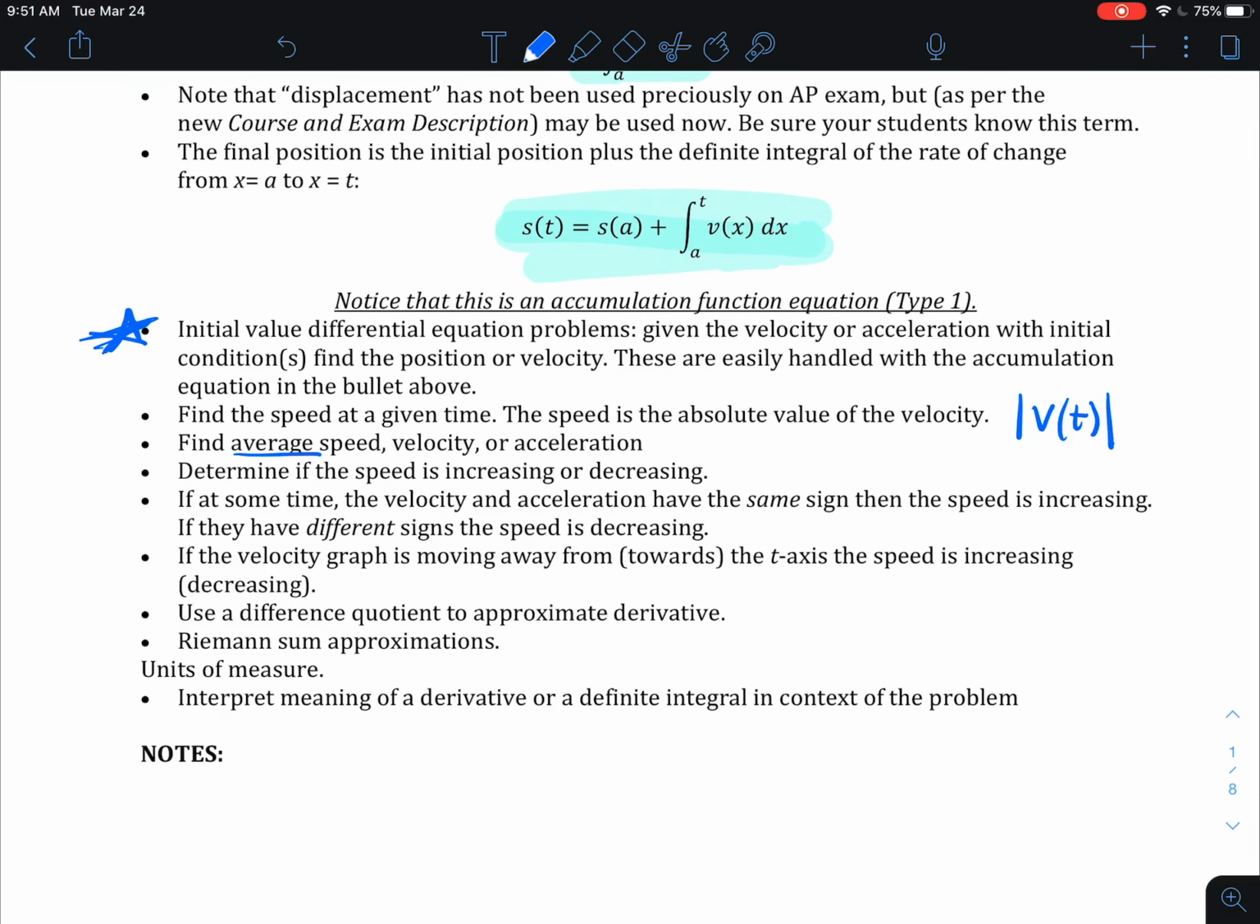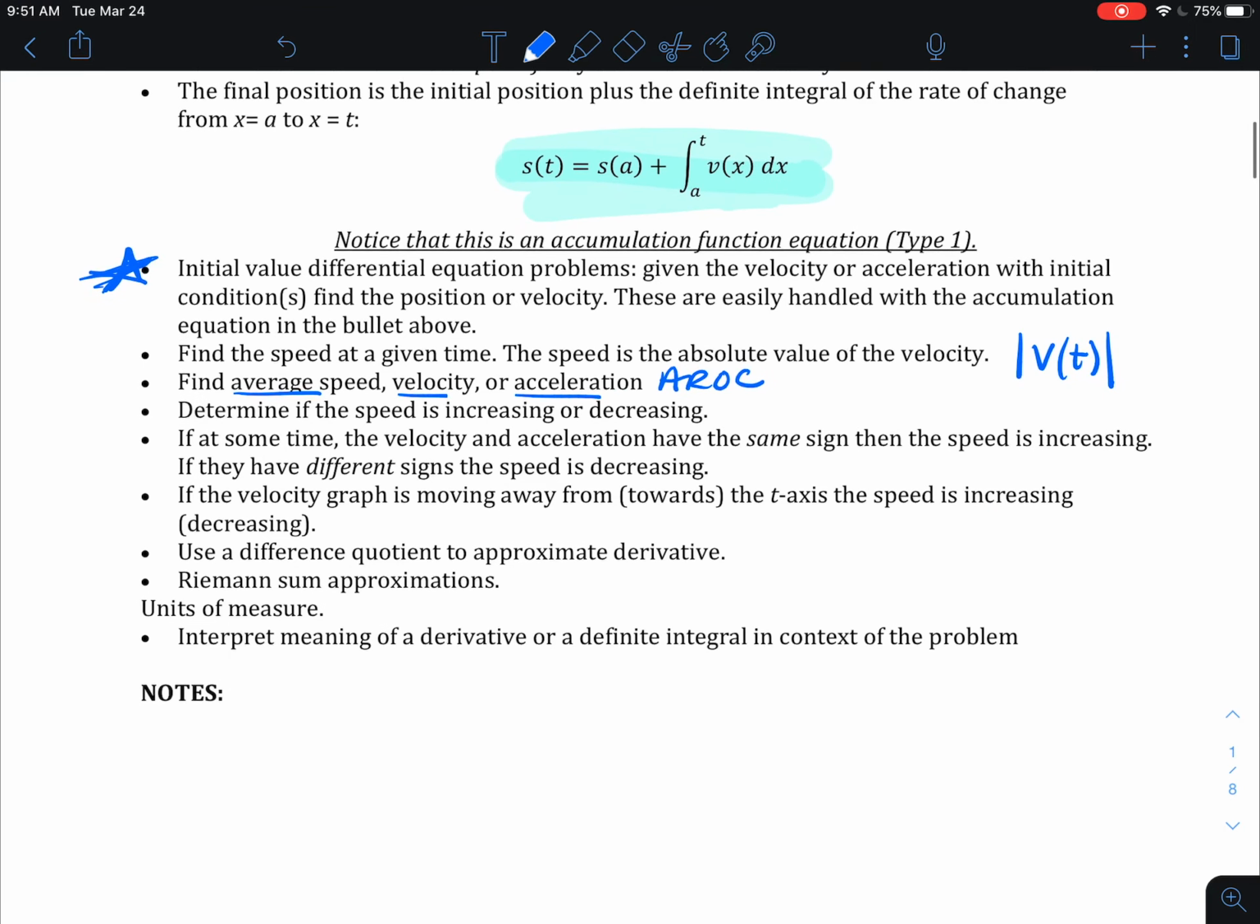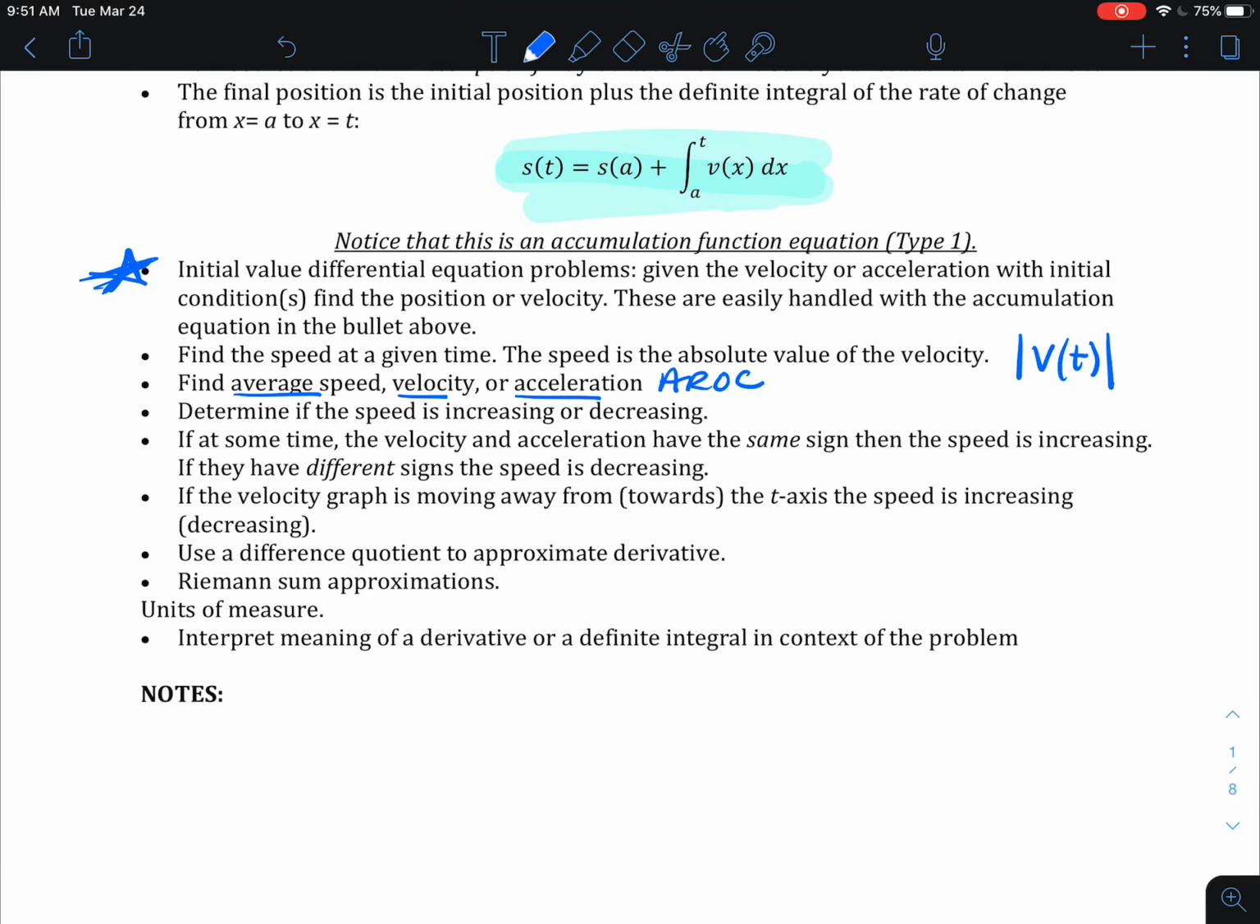Find average speed, velocity, or acceleration. This is going to be AROC from the function before. Determine if a speed is increasing or decreasing. We are looking for velocity and acceleration.